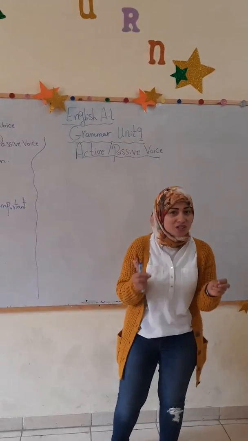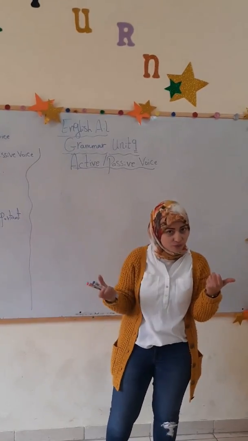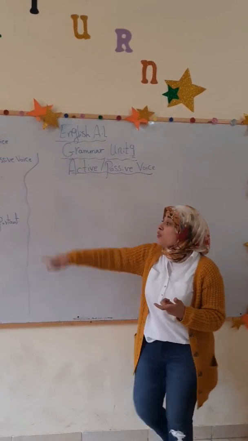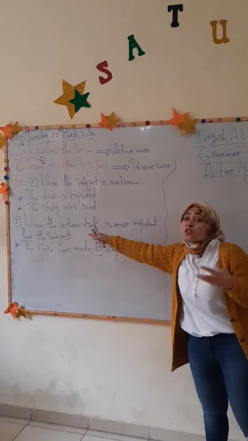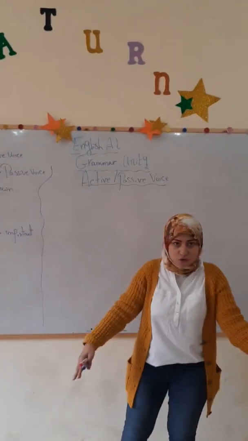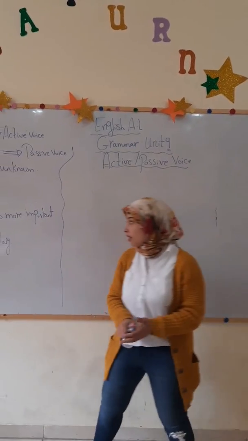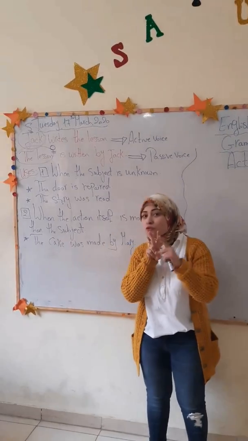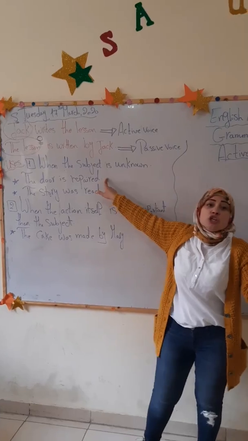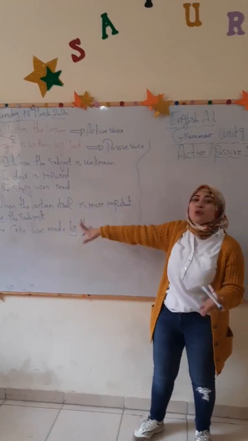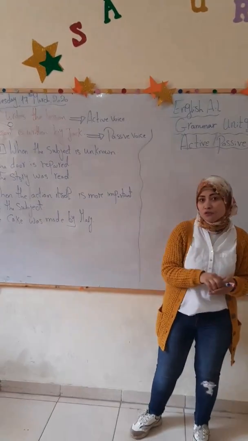So which is more important now? The subject or the object for you? Of course, the object, the cake itself, okay? So again, when the action itself, making the cake itself, is more important than the subject, more important than who did this for me, who made this for me, use the passive voice, okay? So again, I have two uses for the passive voice. Number one, when the subject is unknown, actually you don't know the subject. And number two, when the action itself is more important than the subject. Use the passive voice, okay?